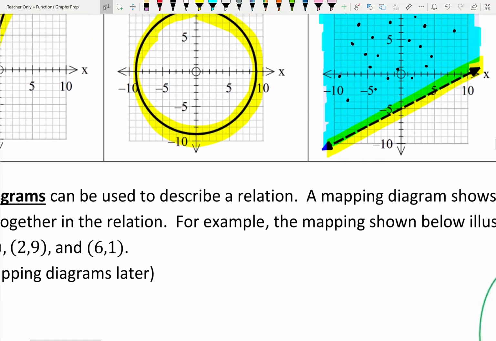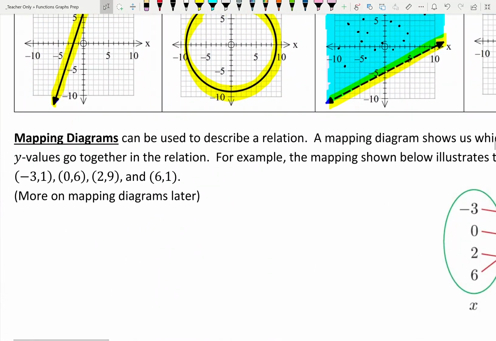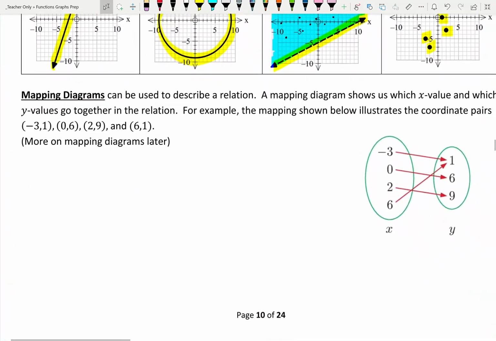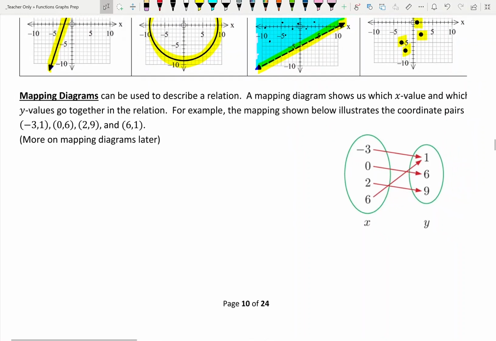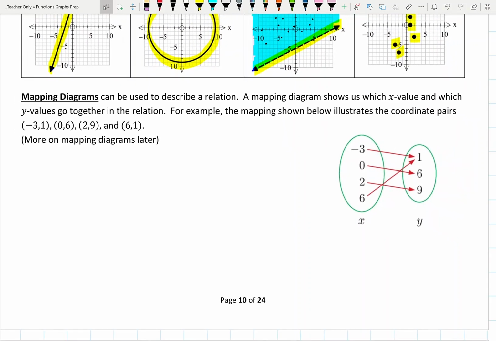The next little bit is this concept of a mapping diagram. I don't think we've met these before, and we're going to do a little bit more work with them as we go on. So a mapping diagram is just another way to describe a relation, and it shows us the connection between x coordinates and y coordinates. So having a look at this mapping diagram here, we've got the x coordinate of -3 connected with the y coordinate of 1. So that tells us that -3, 1 is a point in this relation.